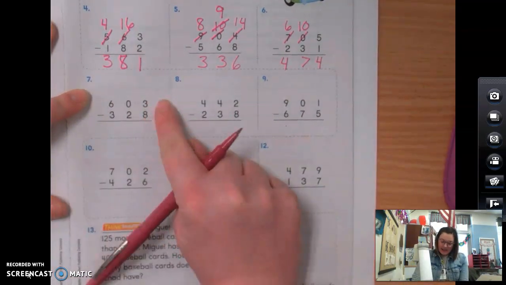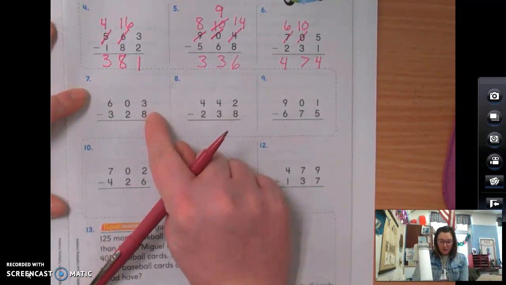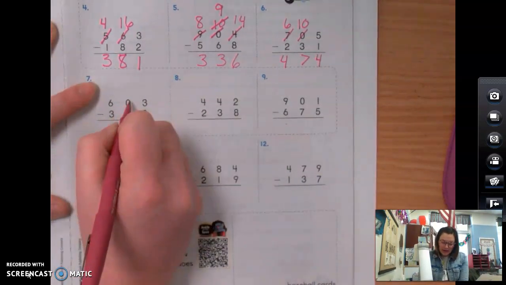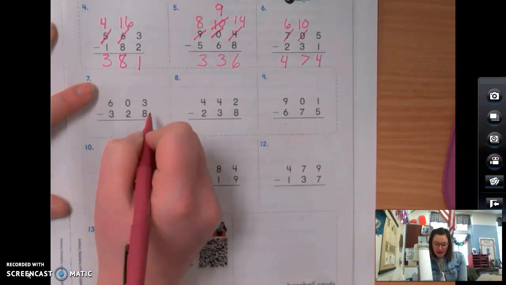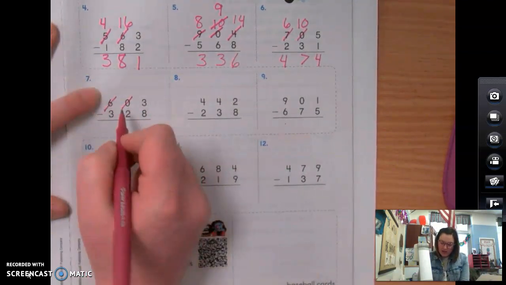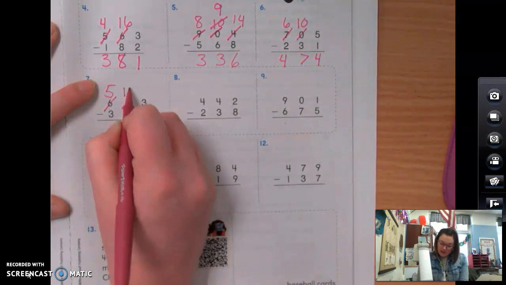Okay, I can see 3 take away, well, 8 is on the floor and it's more. So if there's more on the floor, you got to go next door. Well, there's a 0 next door. So I can't bring any over the ones yet, right? So I got to get some 10s over there. So cross out 0, cross out 6. The 6 becomes 5. The 0 becomes 10.